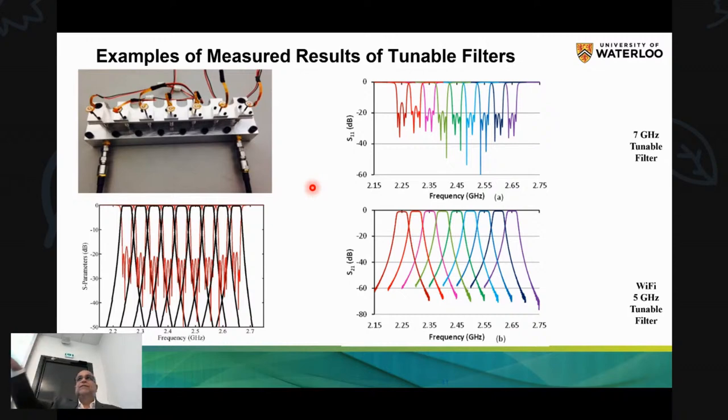They show even S21, but they don't show the return loss, because the return loss degrades badly and the bandwidth degrades badly. So there's a tremendous challenge on that, and there are different techniques we have been talking about. We added a chapter in the new version of the filter book on tunable filters.